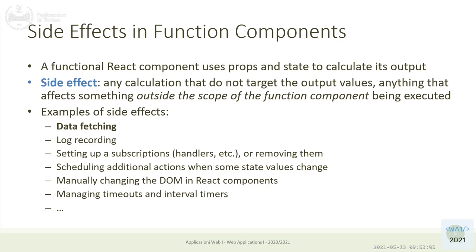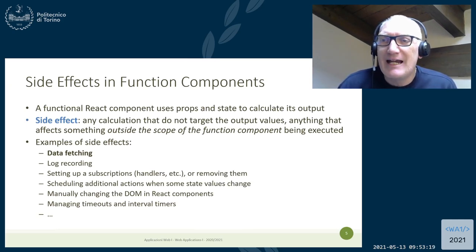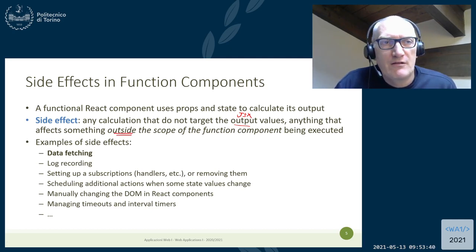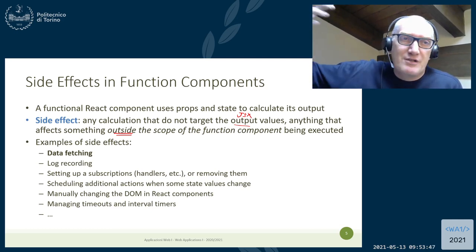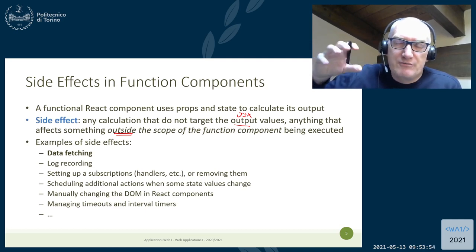I mentioned side effects many times in the previous slides and also in the discussion. What are these side effects? A side effect is any computation, any instruction that doesn't contribute to computing the output, and the output is of course the JSX of the component, the render tree, or anything that affects something which is outside the scope of the function component. So if you are reading some information from outside the function, if you are writing some information to some value outside the function, then this is a side effect and makes that code no longer functional, of course.